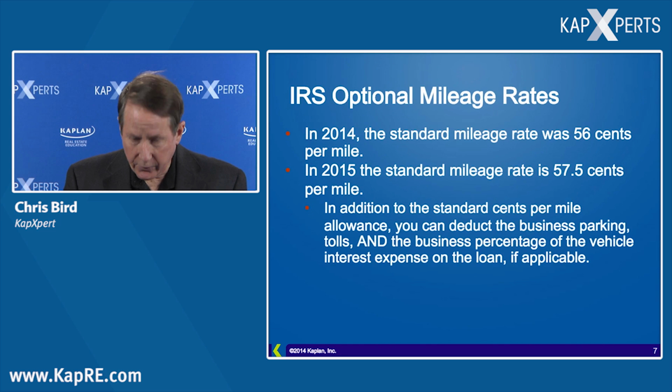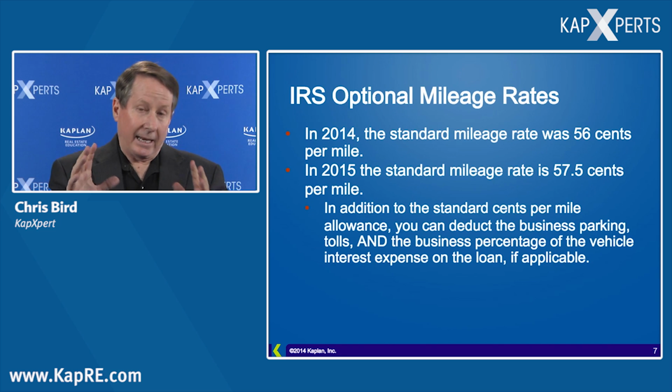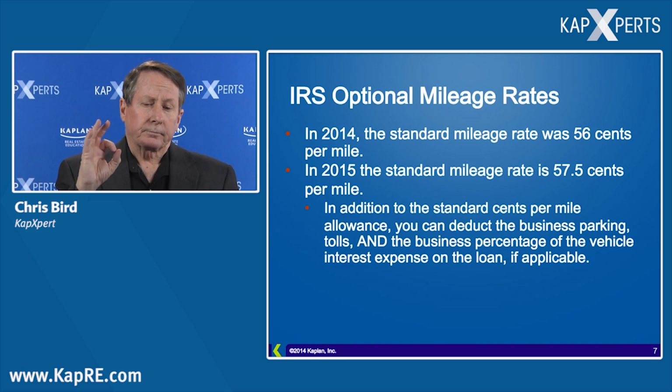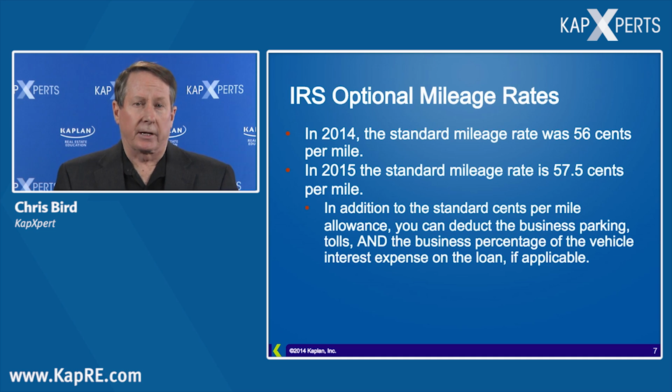Now, what are some of the other deductions that I need to talk about? And again, this is where I'm going to spend most of my time in this webinar. Your vehicle is probably one of the most significant tax deductions you can take every year. So first, let me talk to you about the standard mileage rate. In 2014, the return you're doing for last year, the standard mileage rate was 56 cents a mile. In December of 2014, the IRS announced for 2015 that the number would be 57.5 cents a mile.